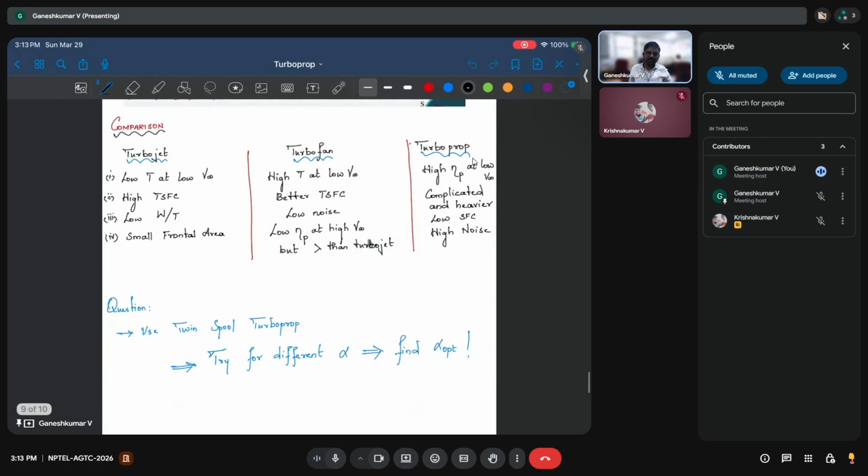Here the comparison is a bit interesting. For a turbojet, you have low thrust at low V infinity. If your aircraft is running at a lower velocity, then you will have lower thrust. But at low velocity you can have high thrust if you are running a turbofan. And in a turboprop you will have very high propulsive efficiency at low velocity. The turbojet has high specific fuel consumption, and the turbofan is better.